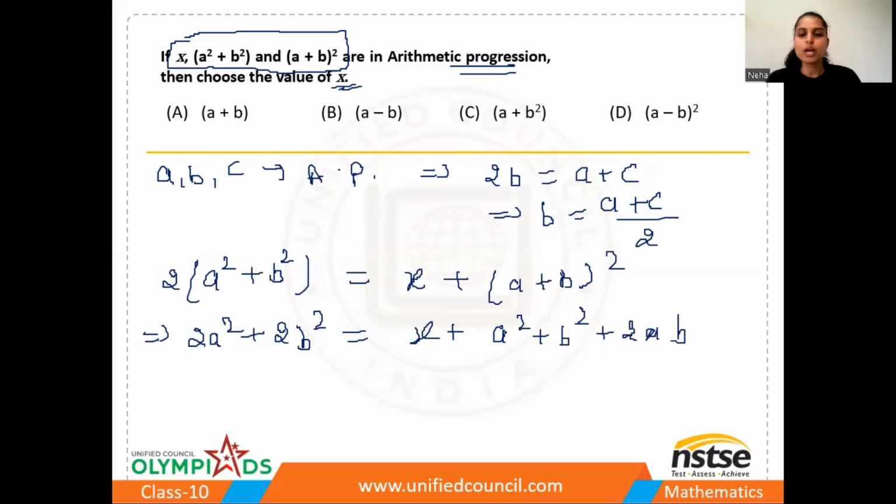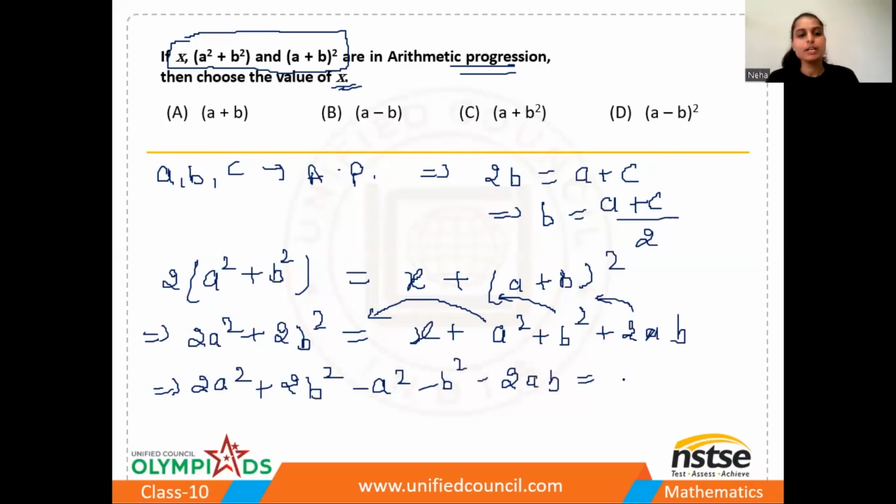Okay, so now I can shift these values a square, b square and 2ab from the RHS part to the LHS part. So they become 2a square plus 2b square minus a square minus b square minus 2ab is equal to x. So 2a square minus a square is a square, 2b square minus b square is plus b square, minus 2ab is equal to x.